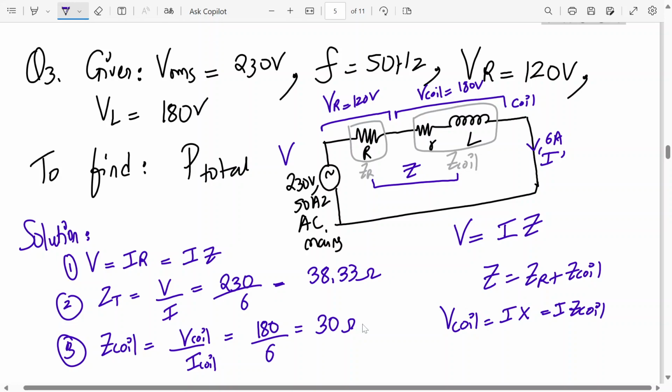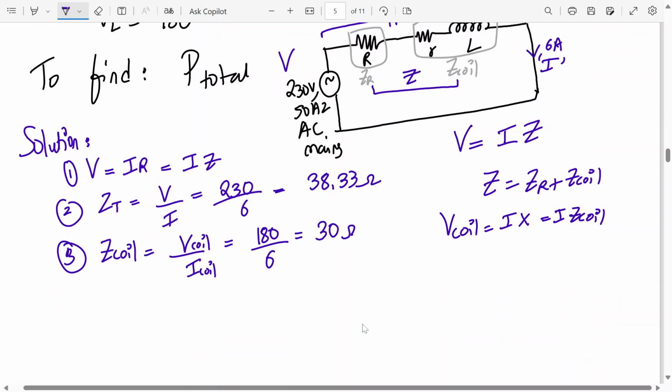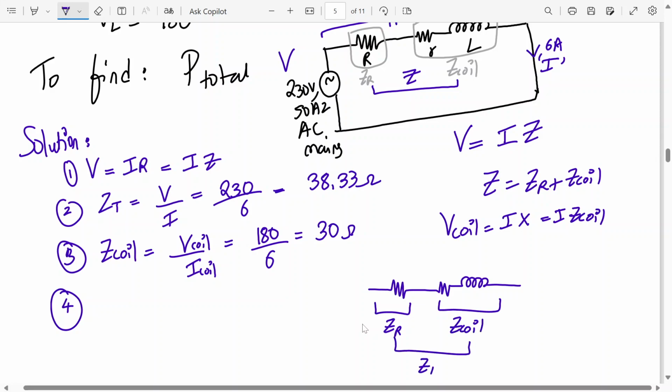Now tell me what will be the total impedance. Total impedance has the total R, small r, and we have inductance. So this impedance is ZR, this impedance is Z coil, and the total impedance is ZT. How much is that? We know that value, right? Here it is 38.33. But ZT will be given by what? This is R, small r, and this is L. So how do you write it? ZT square will be how much?